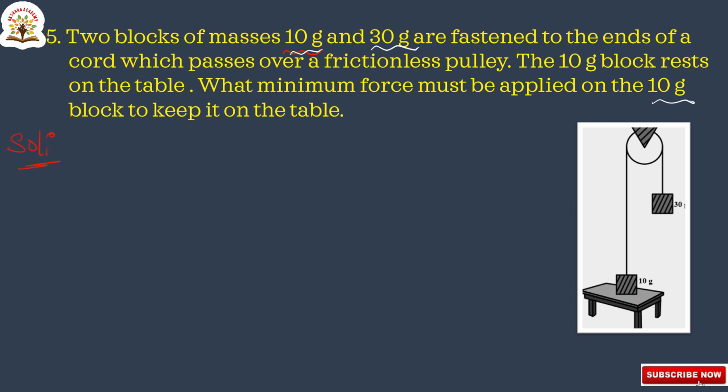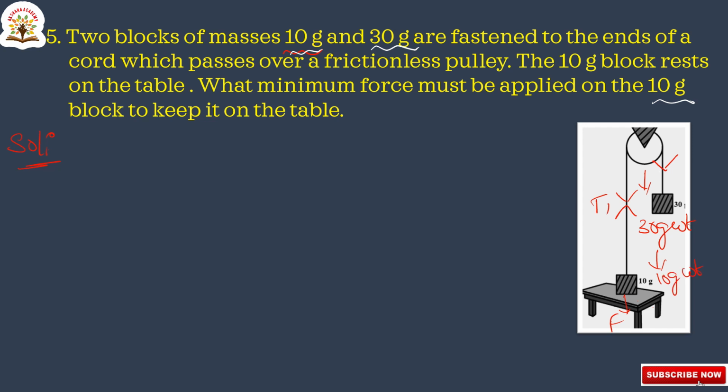When the system is in equilibrium, T is equal to 30 gram weight. Here we are calculating. In this block they have given 30 gram weight, gravitational force, gram force here T1. So the downward force acting is F here, with 10 gram weight.